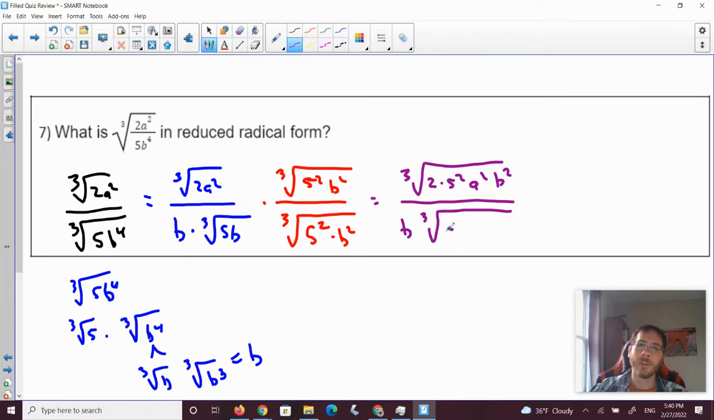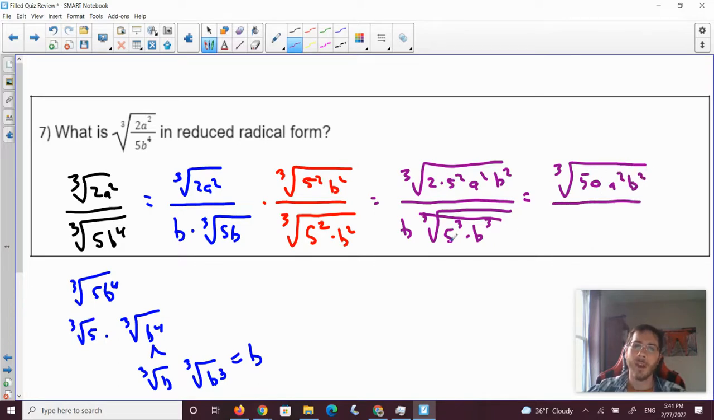times 5 squared is 5 to the third. B times b squared is b to the third. All right, well, this is good because now this 3 is just going to cancel out these powers. So that's going to leave me with the cube root. Now 2 times 5 squared is 2 times 25, so that's 50 a squared b squared over, and I've got 5bb, which is 5b squared.